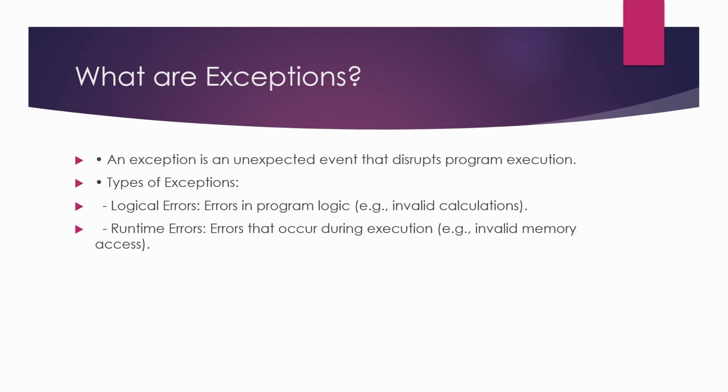Let's start by understanding what exceptions are. An exception is an event that disrupts the normal flow of a program. They can happen during execution and may be caused by errors like division by zero or invalid input. There are two types of exceptions: logical errors, which are mistakes in your program's logic, and runtime errors, which occur while the program is running, such as accessing invalid memory.